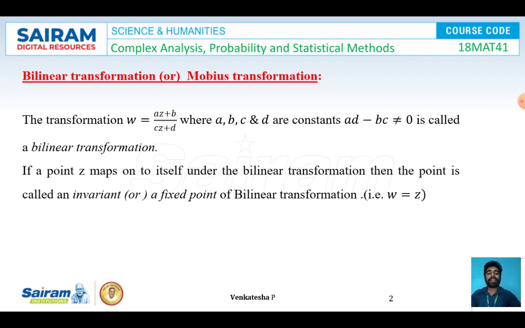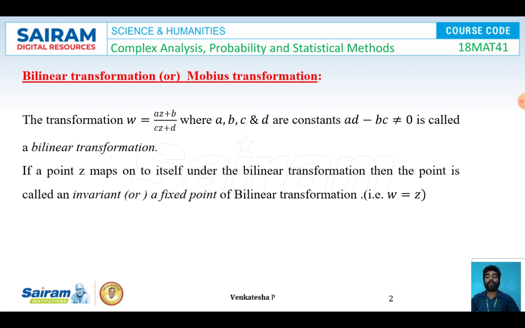What is bilinear transformation? The transformation of the form W = (AZ + B) / (CZ + D), where A, B, C and D are constants, with the condition AD - BC not equal to 0, is called a bilinear transformation. This bilinear transformation is also called a Mobius transformation.